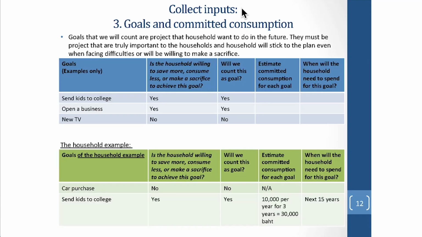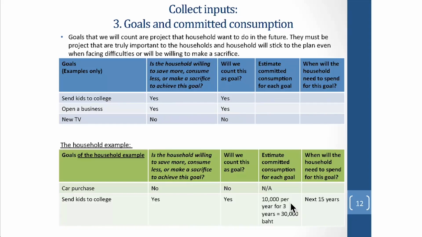So what about goals? Do you expect to send your kids to college? Is that a planned expense? Or in the future, open a business or buy a new TV? But what we want are expenses they're going to do no matter what. So yes or no, depending. And this particular example household we give them, car purchase, was that obligatory? No. Send the kids to college? Yes. How many years away? 15 years. Kids are young. And it's going to cost 10,000 baht for 3 years, 30,000 baht. That's a lot less than U.S. expenses. It's not MIT tuition.